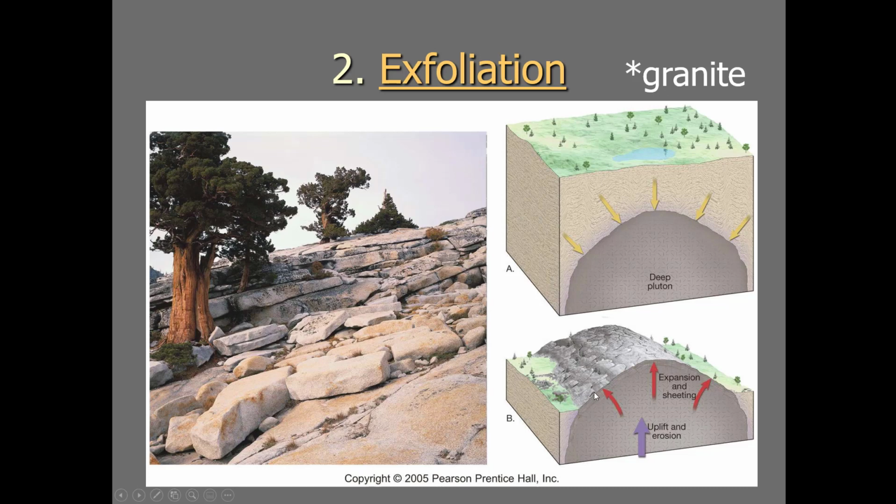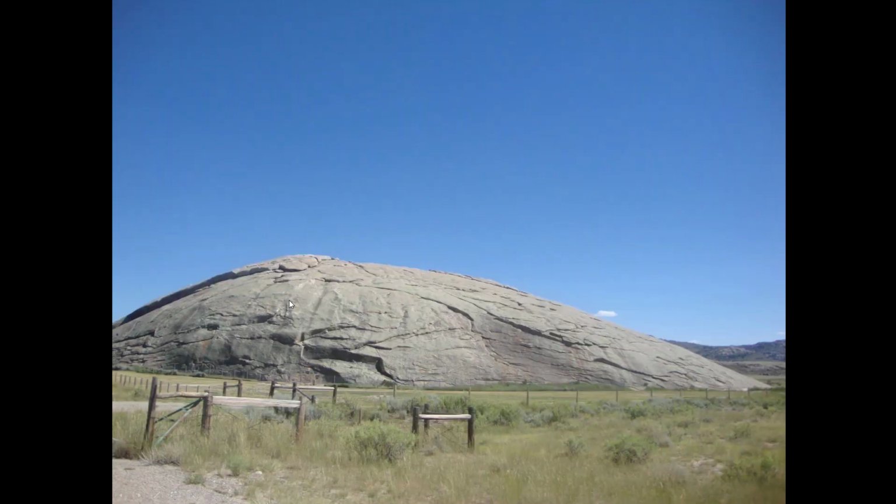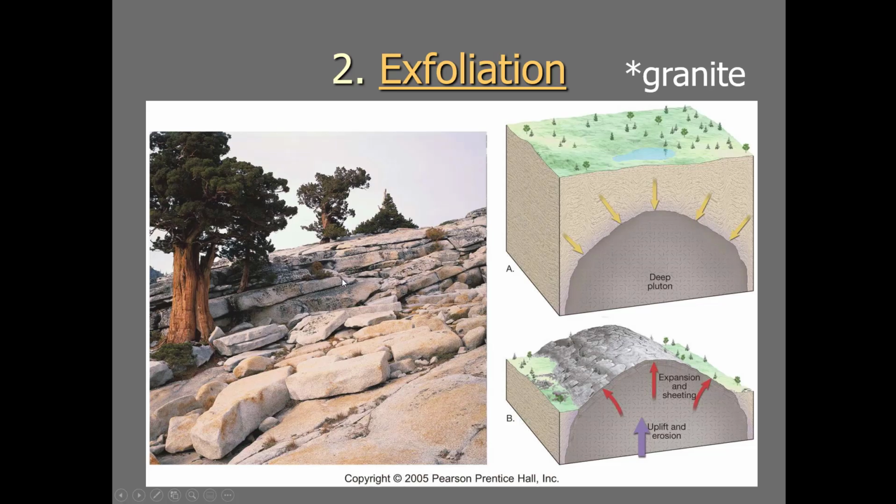And it creates these sheet joints where you can just kind of peel layers like an onion, some of these layers of granite that are exposed at the surface. This one is in Acadia National Park, and you can see the layers of granite that are just sheeting off or exfoliating off of this batholith.